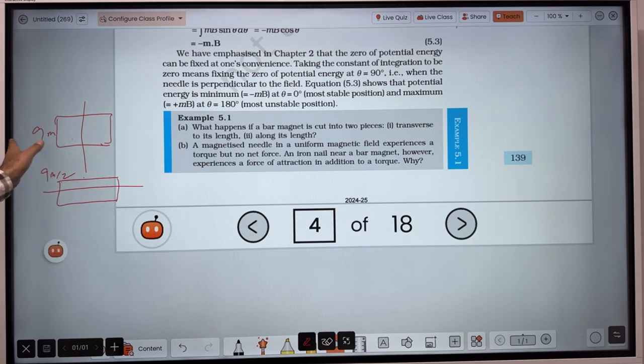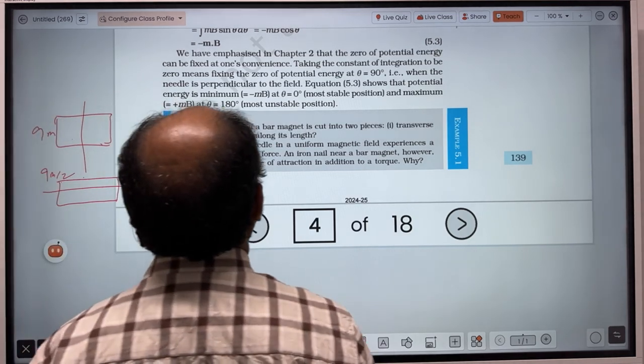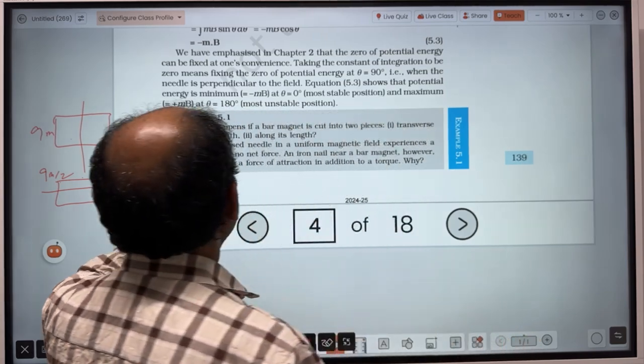Right here length will be halved, whereas qm will remain same. Here qm will become qm by 2, whereas length will be same, right? So here we can see the answer. But let's read the second question also.